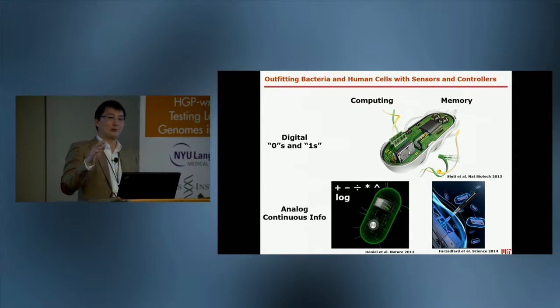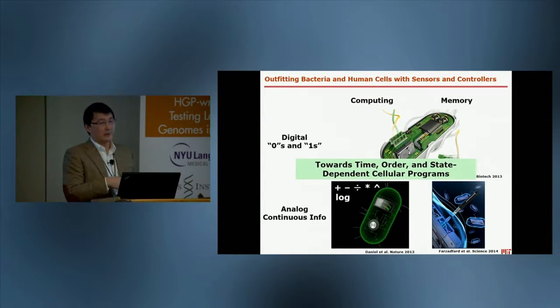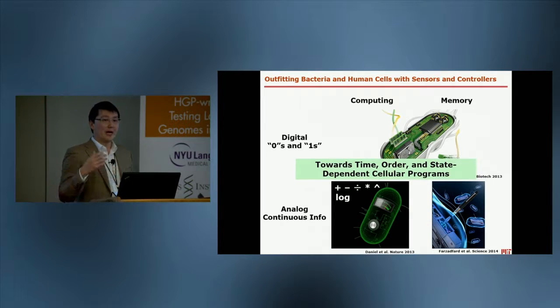So instead of just a cell that remembers, did I see this particular signal or not, maybe you want a cell that tells you how much you've seen that signal, how long you've seen that particular signal for. Where we're going with this is ultimately we'd like to enable more complex cellular programs. We've started off in bacterial systems. We want programs that we can define. These are genetic programs that have time dependence, order dependence, state dependence. And we think that'll be a powerful way of programming what these cells do.